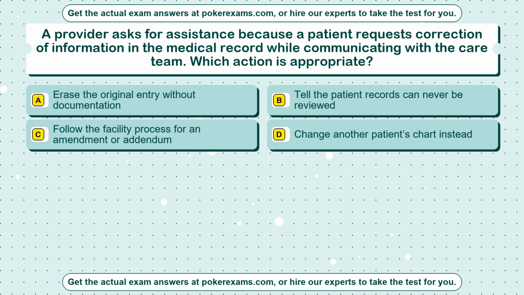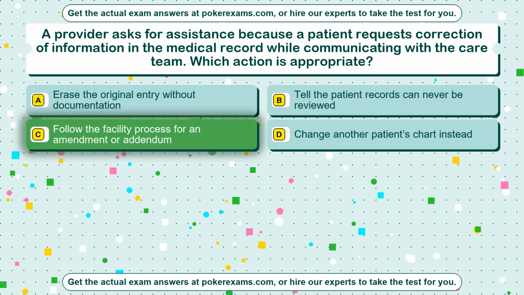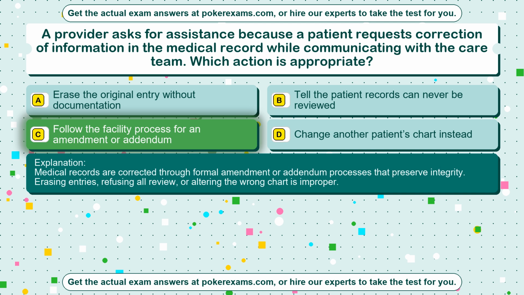Question 74. A provider asks for assistance because a patient requests correction of information in the medical record while communicating with the care team. Which action is appropriate? Option A, erase the original entry without documentation. Option B, tell the patient records can never be reviewed. Option C, follow the facility process for an amendment or addendum. Option D, change another patient's chart instead. The correct answer is option C, follow the facility process for an amendment or addendum. Medical records are corrected through formal amendment or addendum processes that preserve integrity. Erasing entries, refusing all review, or altering the wrong chart is improper.